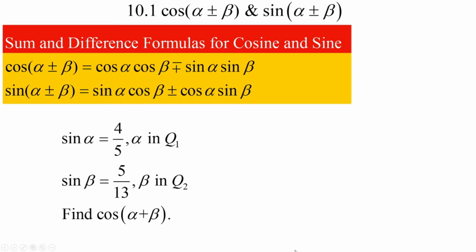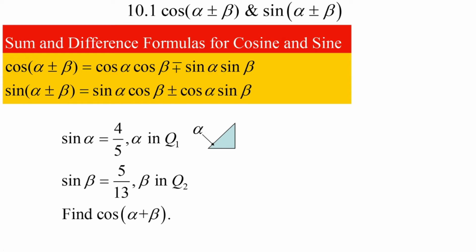Okay, one more problem. Oh, I like this. All right, we're going to do a couple diagrams on this one. So, what's the first thing they tell us? Sine of alpha is 4 over 5, and alpha is in quadrant 1. So let's draw a quadrant 1 right triangle. There's your acute angle alpha right there.